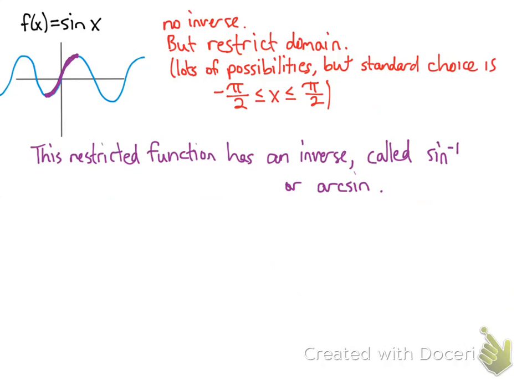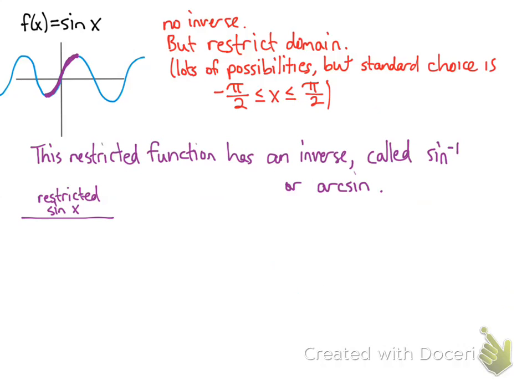Maybe I'll tell you why in a little bit, but there's historical reasons. I tend to write arc sine because with sine inverse, sometimes I get confused and think that the -1 is an exponent instead of an inverse function, but you can do it either way. You can write either one. Arc sine is the inverse of this restricted sine function.